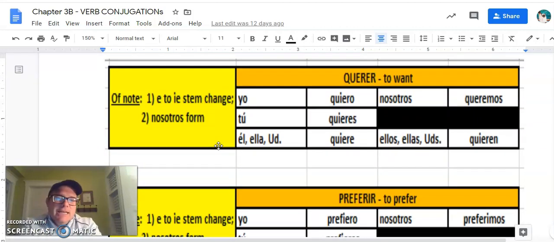We've got the verb querer. Querer, it means to want. Over in the yellow box, I placed that there is something going on known as a stem change. When I say stem change, that means that the original stem, which would have been Q-U-E-R, by just hacking off the ER, in this case, this particular E changes to an IE, okay? So our stem is not Q-U-E-R, but it is Q-U-I-E-R, okay?